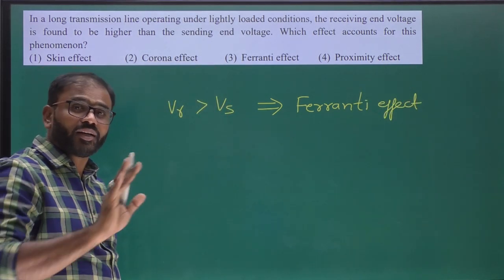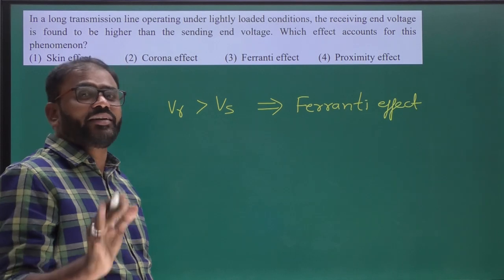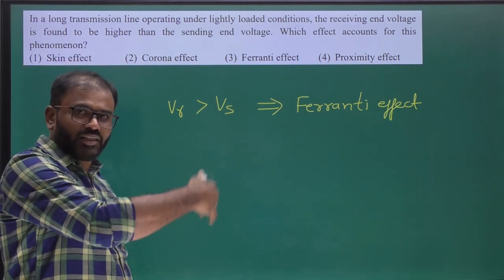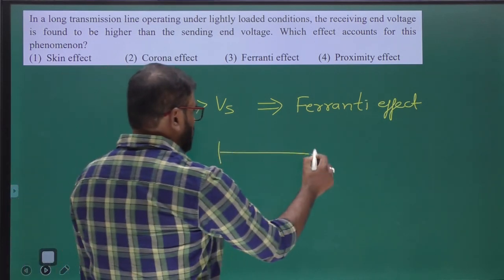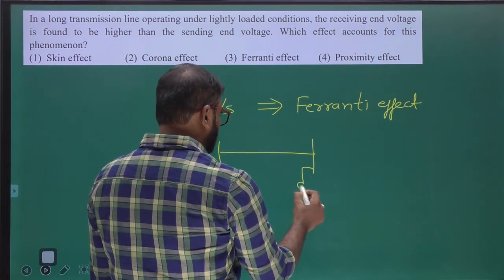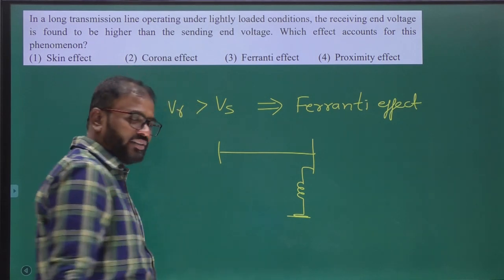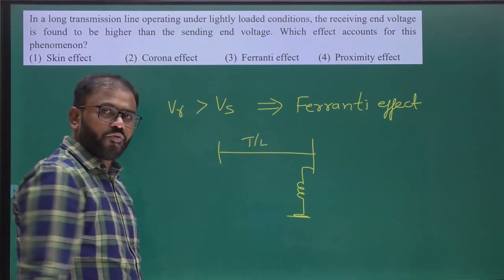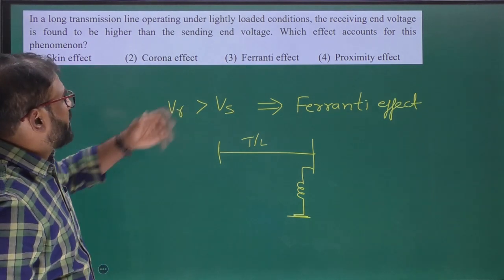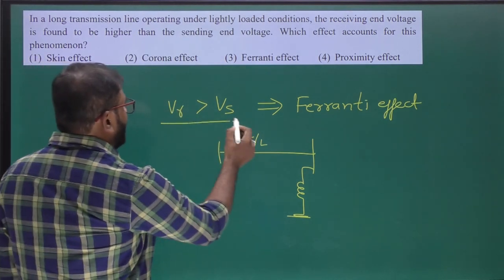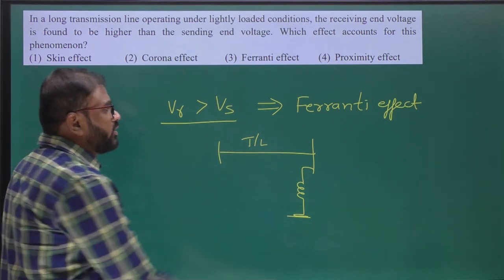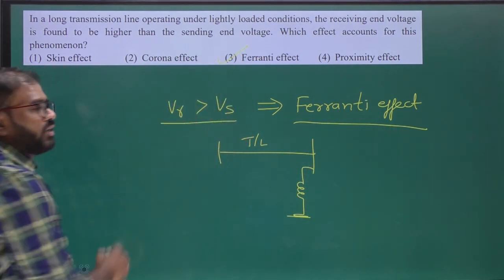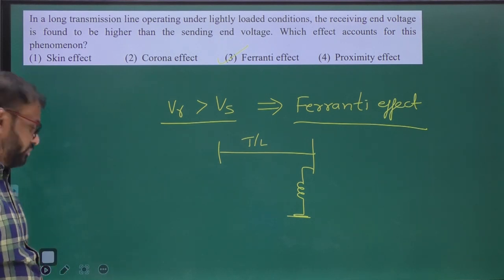We even discussed that to reduce this Ferranti effect, we use shunt reactors. Shunt reactor, but not series reactor. Generally, shunt reactors are used to reduce the Ferranti effect, meaning the reactor is connected in shunt with the line. Suppose this is the transmission line and the reactor may be connected at the receiving end, something like this. So it is connected in shunt with the line, so we can reduce the Ferranti effect. But the present question talks about if VR is greater than VS, what the effect is called. The effect is called Ferranti effect. So the answer is 3. Now we'll move on to the next question.